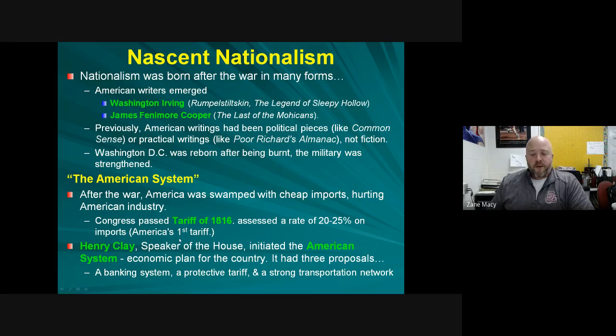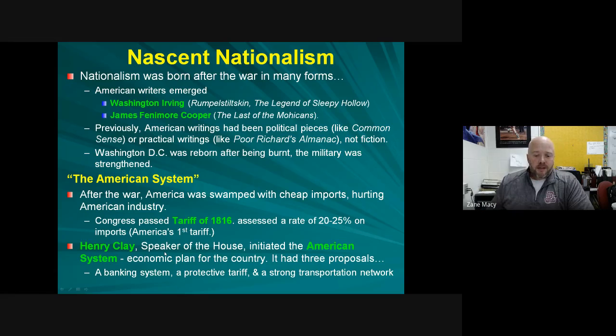This was America's first tariff on foreign goods, and it's because we were getting swamped with cheap foreign imports. We couldn't produce the goods as cheaply as Americans could buy them from European producers that had industrialized.